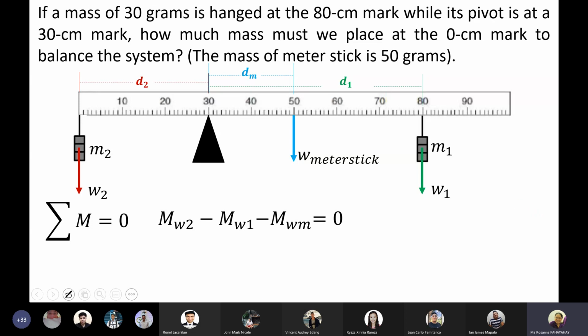Since we have forces here, as I said earlier, there is this force, which we write as F support, Fs.